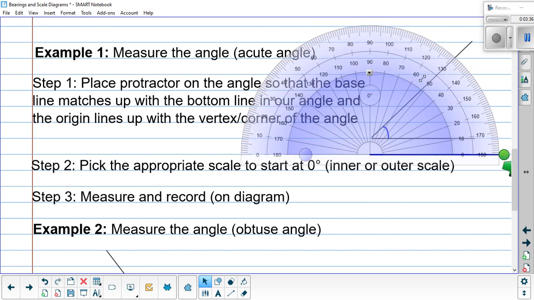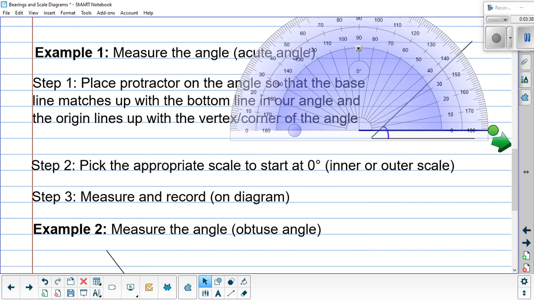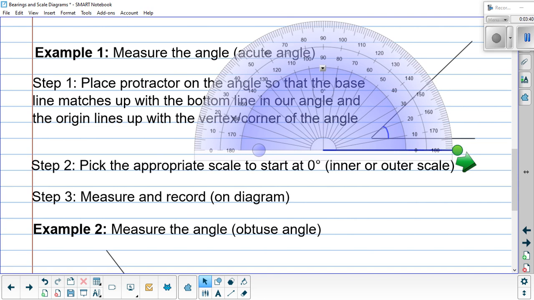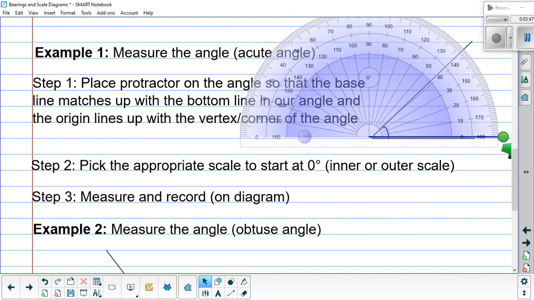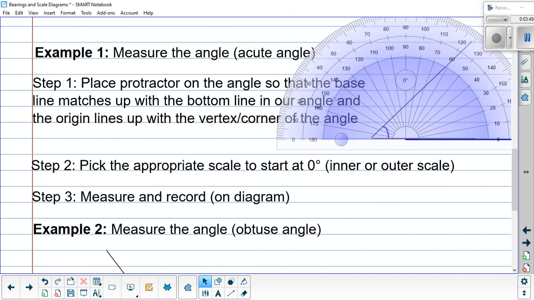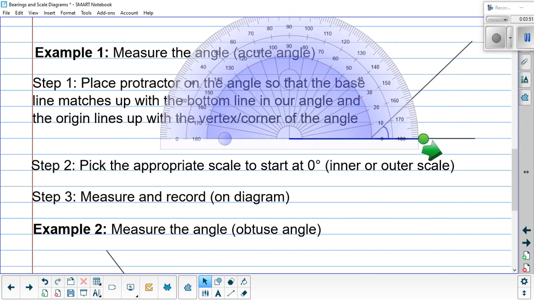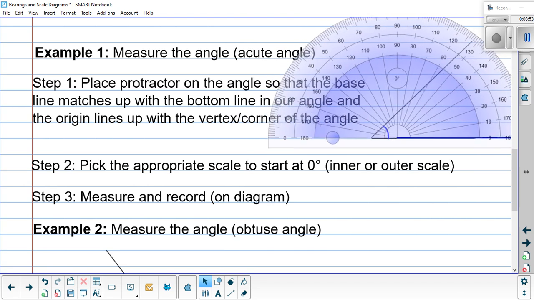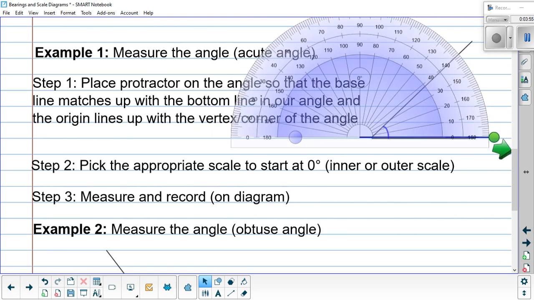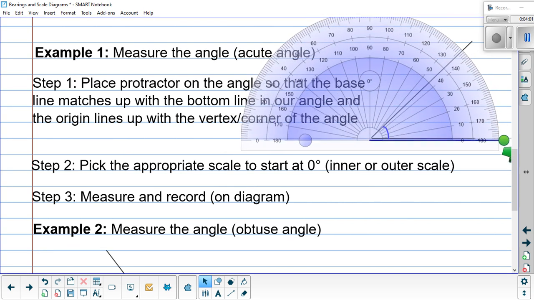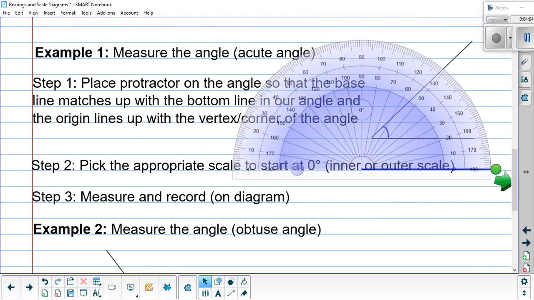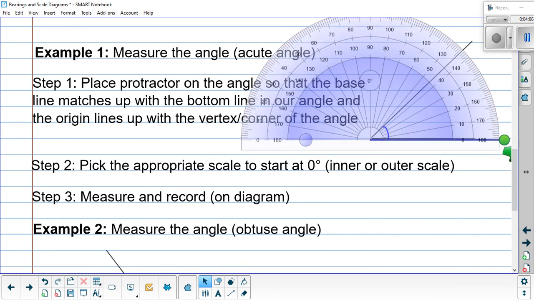I'm just going to make my protractor bigger. You see this baseline right here. We want to line it up at the bottom, just along this bottom line. I know I'm deviating a little bit, but I'm just dragging it back and forth. Now, like I said, we want to have this crosshair in the middle, or our origin, line up with our vertex point. So we want it to line up here.